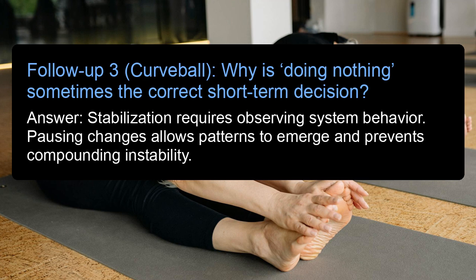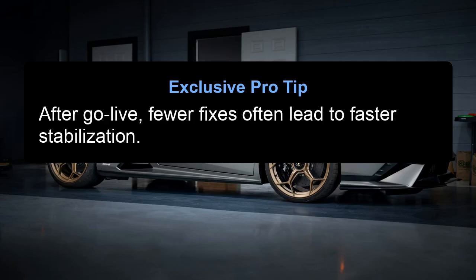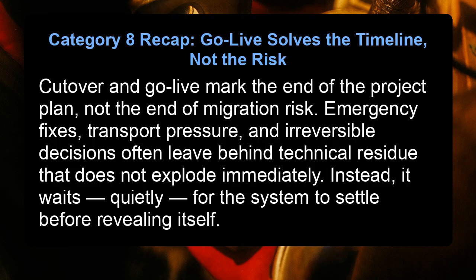Follow-up 3. Curveball. Why is doing nothing sometimes the correct short-term decision? Answer: stabilization requires observing system behavior. Pausing changes allows patterns to emerge and prevents compounding instability. Exclusive pro tip. After go-live, fewer fixes often lead to faster stabilization. Category 8 recap. Go-live solves the timeline, not the risk.